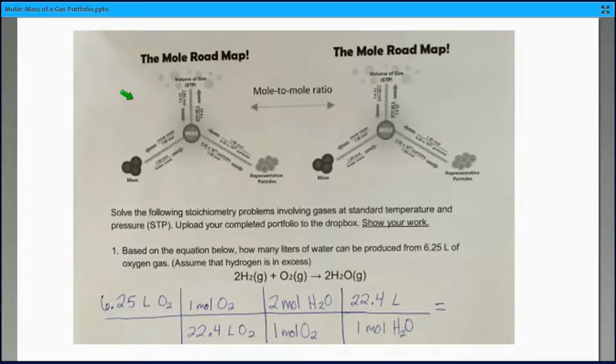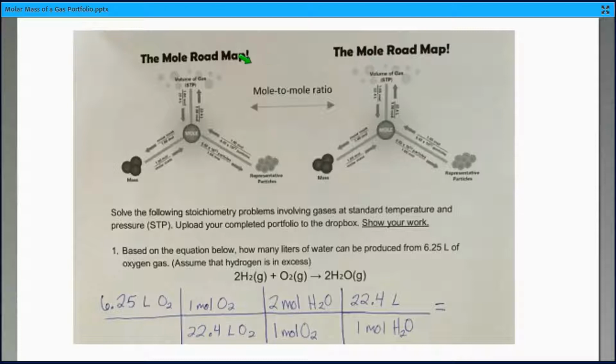Getting back to our problem, remember you always start with what you're given. The problem tells us that we have 6.25 liters of oxygen gas. So that's what I'm going to start with here. On my mole roadmap, that would be equivalent to starting right here. It wants to know how many liters of water can be produced. So liters of water is going to be my product, and I want to end up at the volume over here.